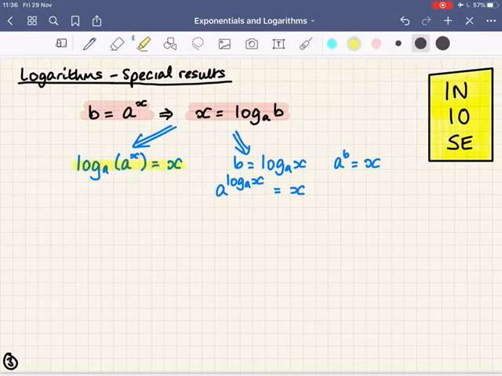Log to base a of a to the x equals x, and a to the log a of x is also equal to x. Worth recognising those. You might see those in a question. A couple of other things to point out to you.